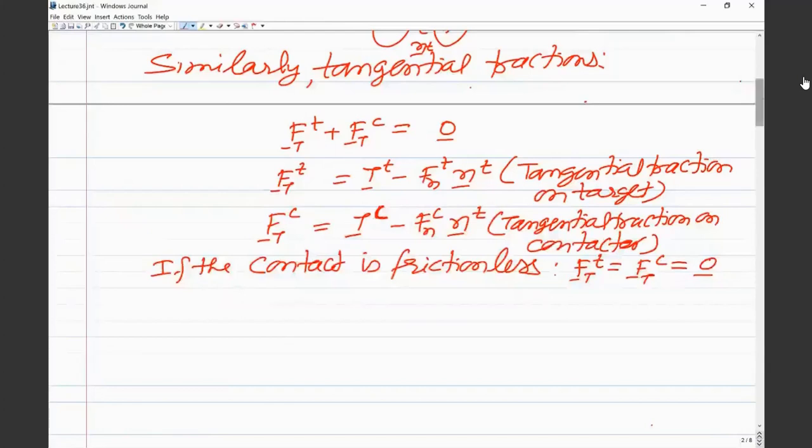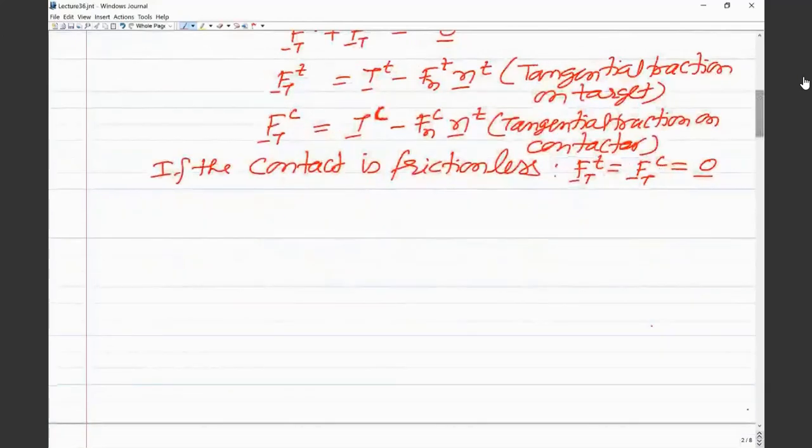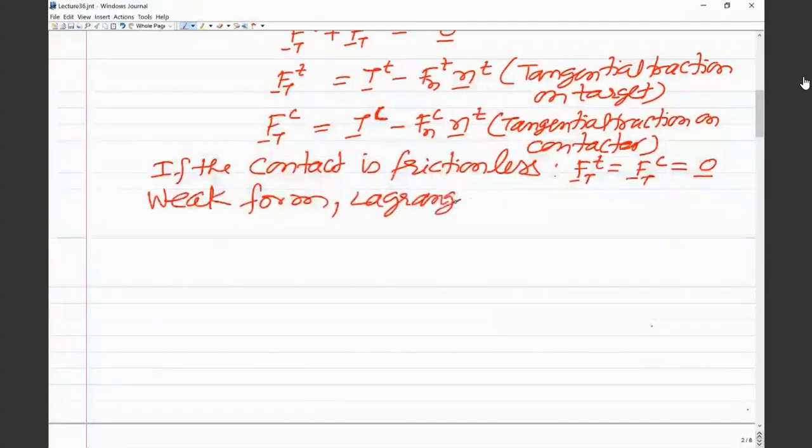So now the next thing is we want to develop the weak form and finally the governing equations, the finite element governing equation for the contact target and contactor bodies. It can be done in two ways: either using the Lagrange multiplier, taking the contact force as a Lagrange multiplier, or a penalty approach, where we express the contact force in terms of the penalty parameter and the relative normal displacement between the target and contactor bodies. First we will discuss the Lagrange multiplier approach, so we are going to discuss the weak form.